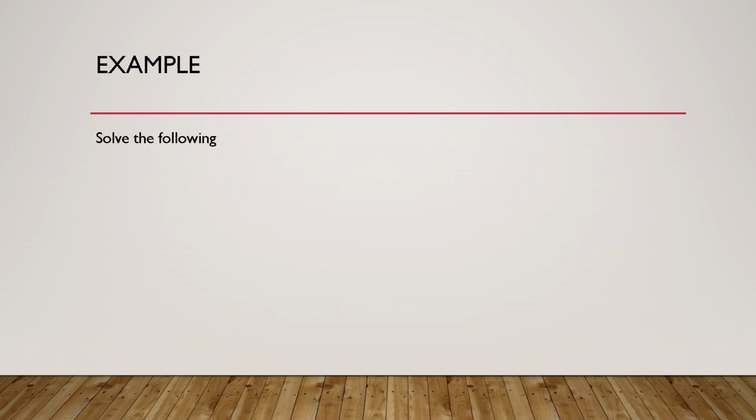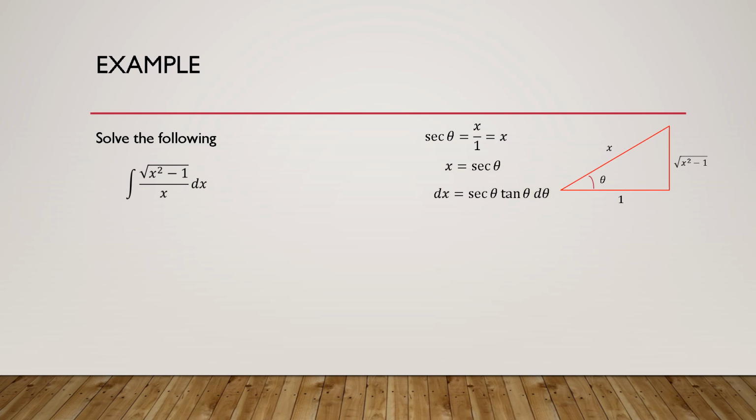In this example, we take the integral of the square root of x squared minus 1 over x dx. We construct our triangle making the a side equal to 1. When we set the angle theta, we can derive that secant theta equals x over 1, or x. This makes dx equal to secant theta tangent theta d theta.